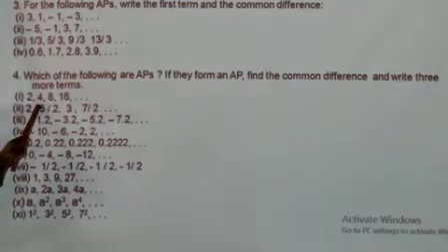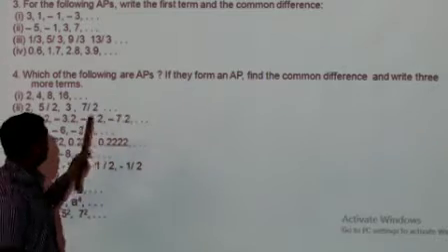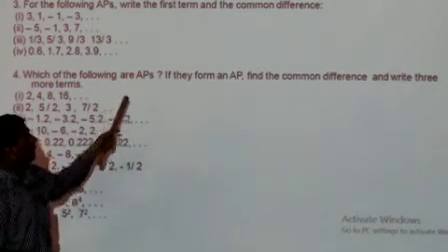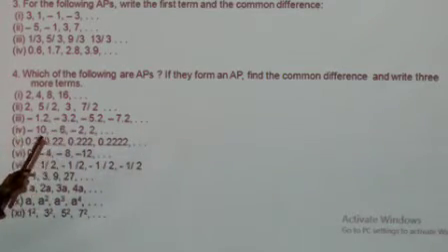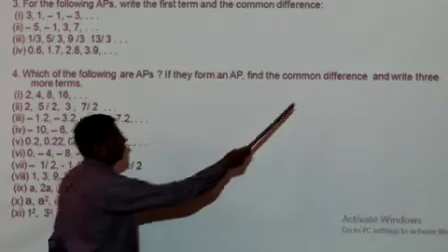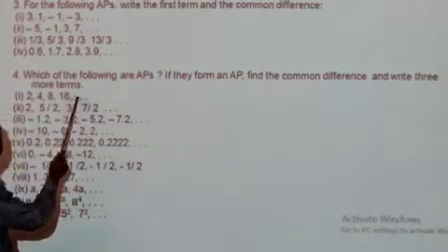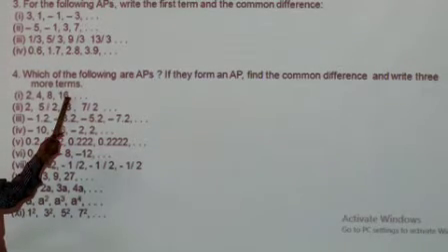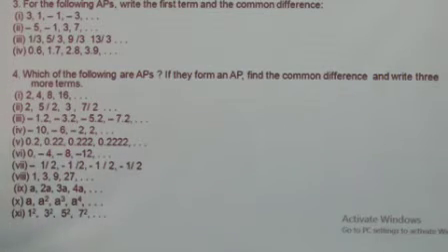How to do it? You have to take each sequence. So what is the question? First understand the question. Which of the following are APs? Among these you have to find out which are APs. Each one you have to take and find out. If they form an AP, arithmetic progression, then find the common difference and write 3 more terms. If the first one is an AP, you have to find the common difference, and then write 3 more terms.